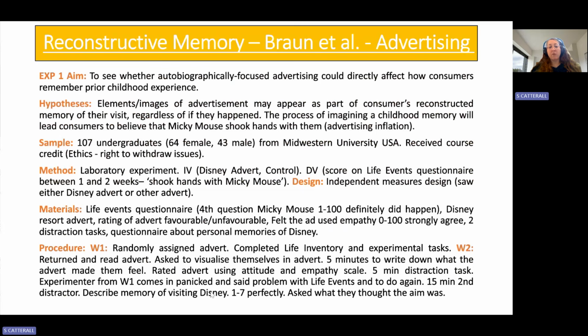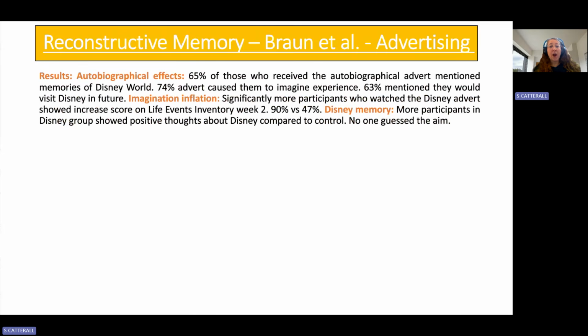And then the experimenter from week 1 comes in very panicked, says that there's been a problem, they've lost their other questionnaire. Can they do the life events questionnaire again so it doesn't ruin the experiment? So they do that. Then they have a 15-minute distractor test again, and then they describe their memory of visiting Disney. And again, they're rating that on how perfectly they'd remembered that. And at the end, to see if there were any demand characteristics, they asked them what they thought the aim was. So the results found that 65% of those with the autobiographical advert mentioned memories of Disney World.